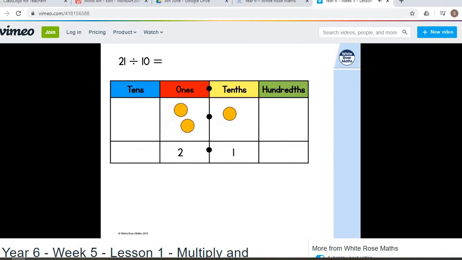So we'll move each one place to the right. Each place is getting 10 times smaller. 20 divided by 10 is 2. 1 divided by 10 is 0.1. So the answer we get would be 2.1.